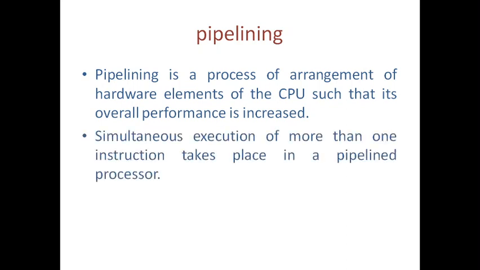Next, simultaneous execution of more than one instruction takes place in the pipeline processor. What we can do is we will simultaneously execute more than one instruction in a pipeline. And we also know that there are 3 states of instruction: fetching, decoding and execution. So we can execute 2 of them simultaneously, which is known as pipelining.